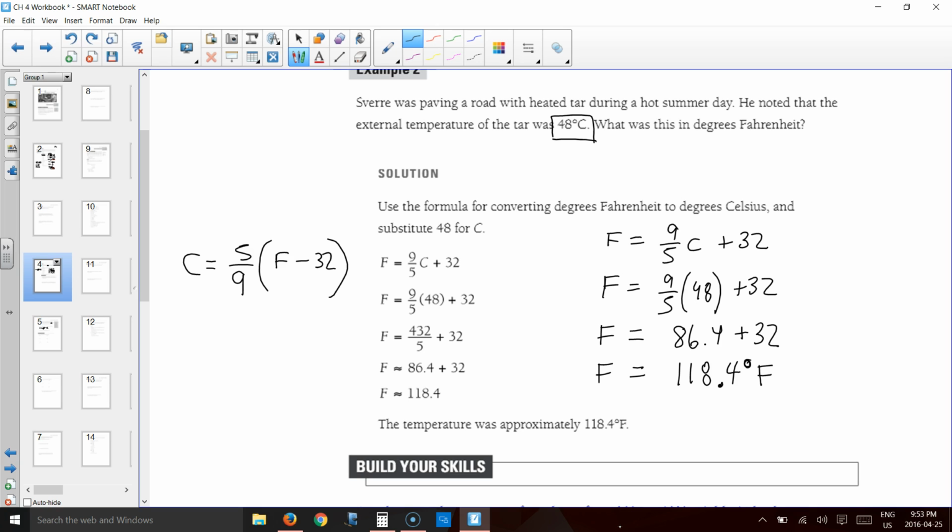So there we have it. That's quite easy to do as long as you remember that the Celsius formula has a different order of operations. The Celsius formula, you have to do what's in the bracket first, and then you do this multiplication second. And in this case, you would do the multiplication first, and then do the addition second.